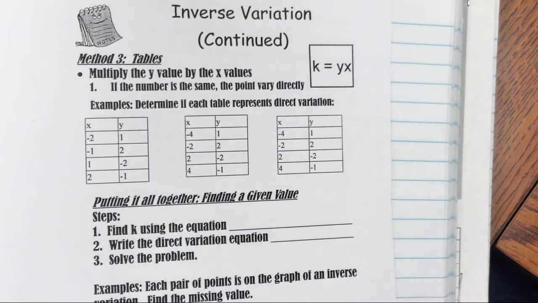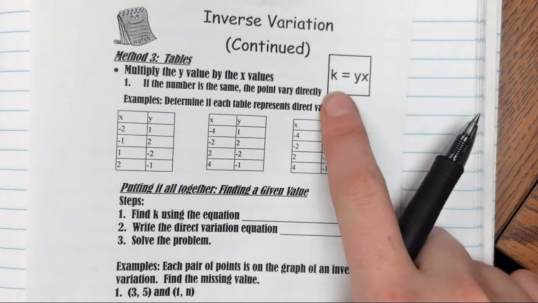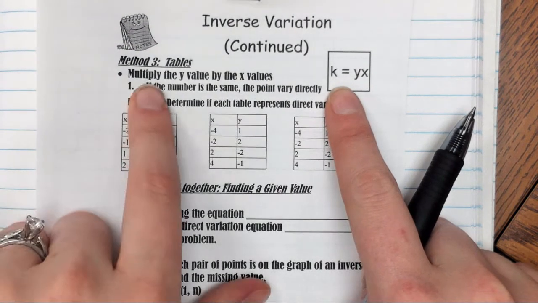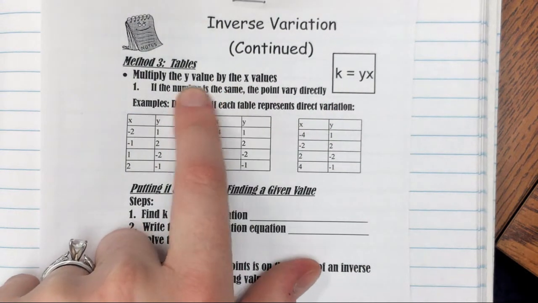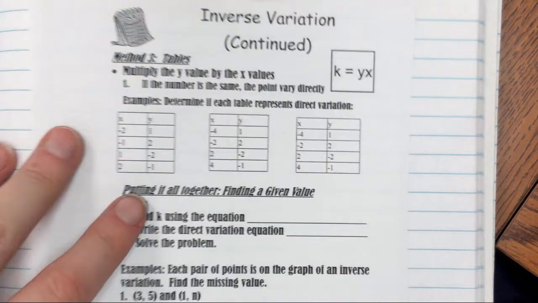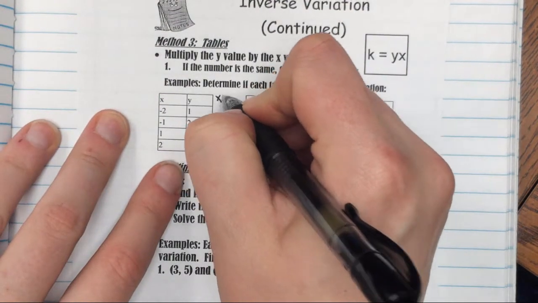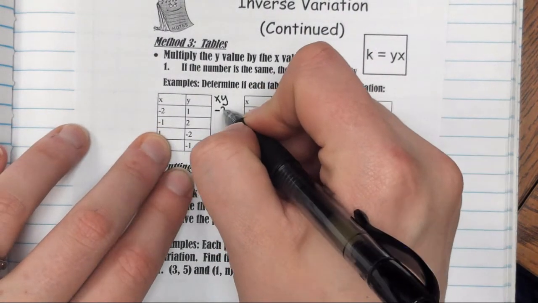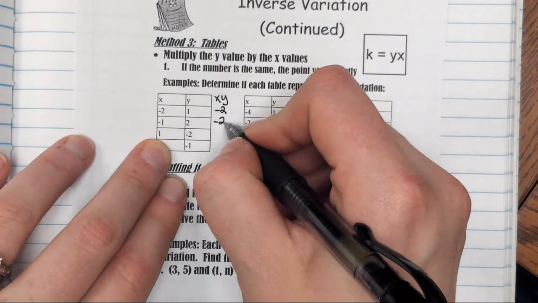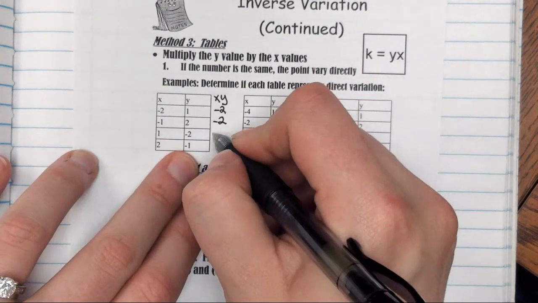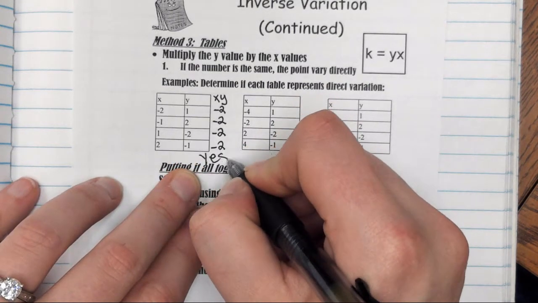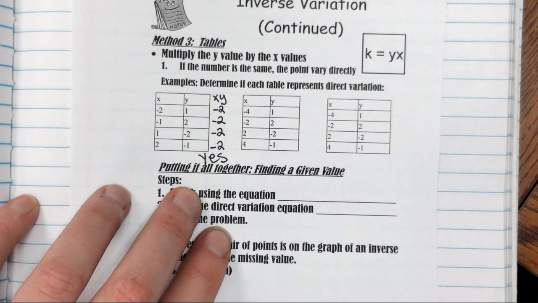Method 3 for identifying inverse variation, we can look at a table. And when we're looking at a table, we want to consider the formula k equals yx. So we're going to multiply the x and y values together to see if we come up with the same number. So I make a third column, xy. -2 times 1 is -2. -1 times 2 is -2. 1 times -2 is -2. And 2 times -1 is -2. So the answer is yes, I came up with the same number every time. So that's going to be an inverse variation.